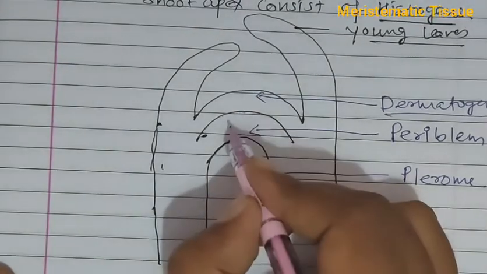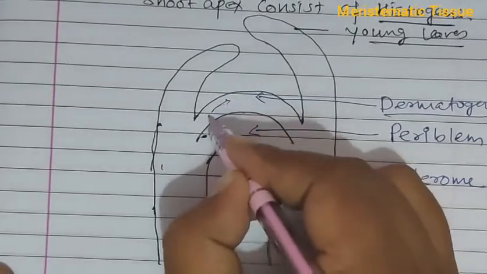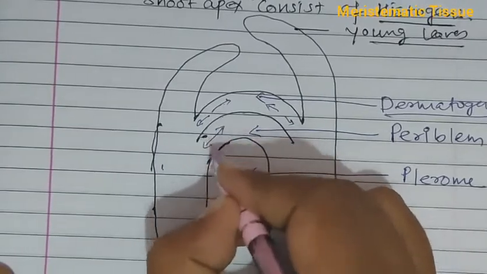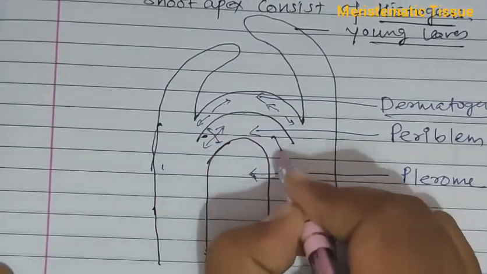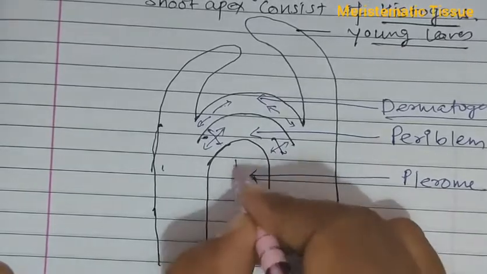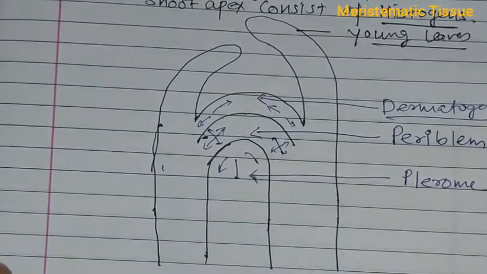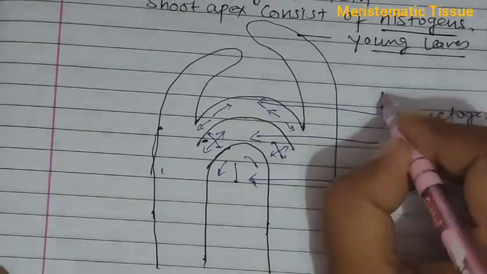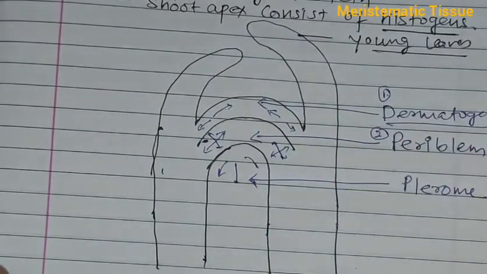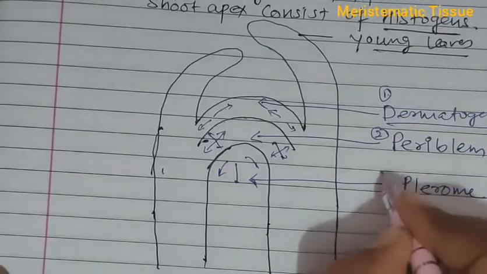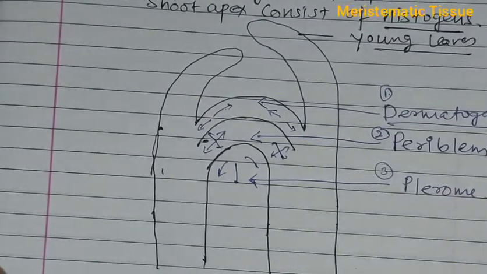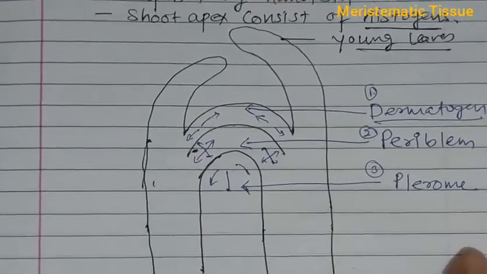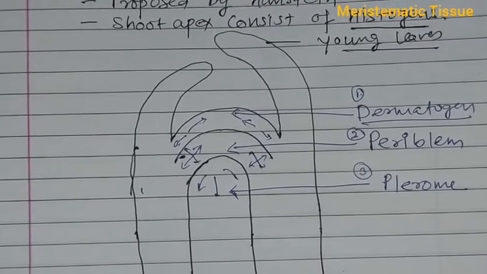Now in this you can see this dermatogen is adding cells side by side. Okay, here also they are adding cells, and here also some cells are being added. So these 3 layers are there: dermatogen, which is the outermost, second is periblem, the middle one, and the third one is the plerome, that is the innermost. Now these 3 layers, 3 histogens, give rise to the whole plant body. So now we have to discuss which layer or which histogen gives rise to what.